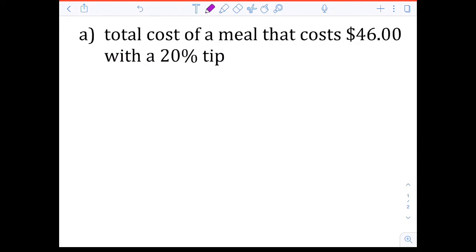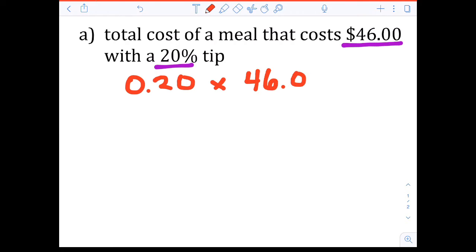So this bill costs $46 and we're leaving a 20% tip. So we know 20% was 0.20. Multiply that by 46 because I want to know what is 20% of $46. When I put that into my calculator, we put in 0.2 times $46 and we get $9.20.